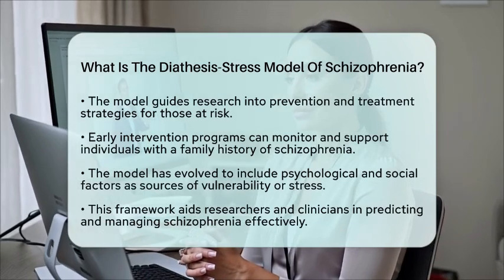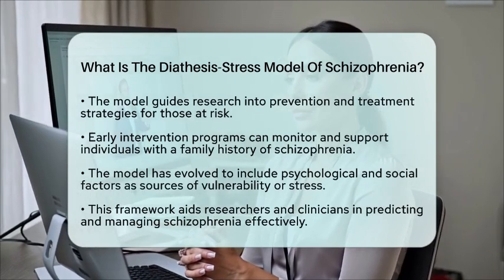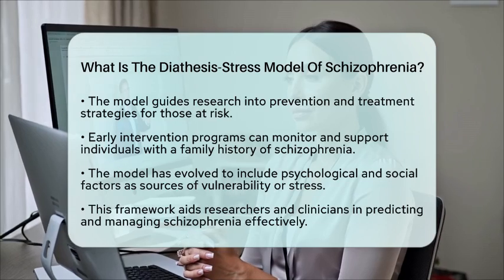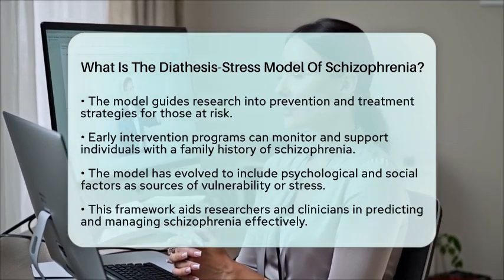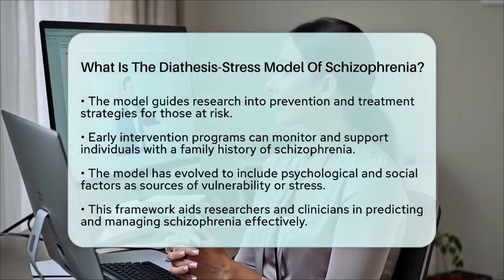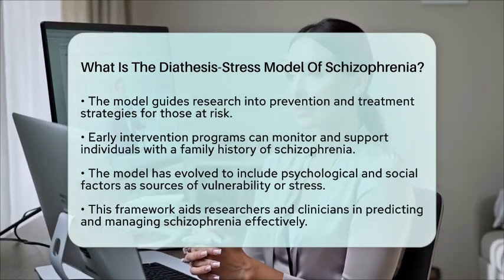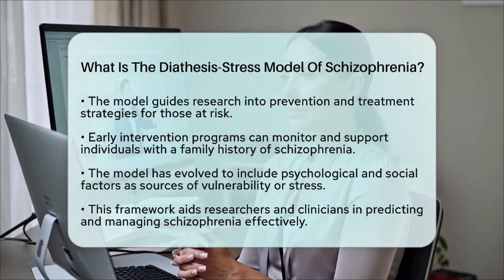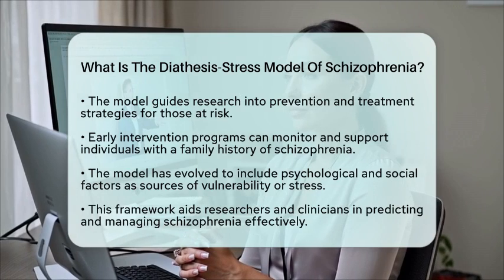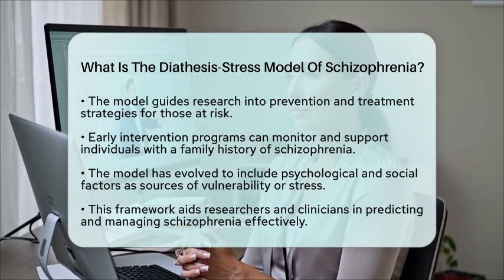This approach is often referred to as the gene-environment interaction perspective, emphasizing how genetic and environmental factors work together in the development of schizophrenia. The model has evolved over time to include not just genetics, but also psychological and social factors as potential sources of vulnerability or stress. This framework helps us understand how genetic predisposition and environmental stress interact to influence the onset and course of schizophrenia. By using this model, researchers and clinicians can better predict and manage the disorder, ultimately leading to improved outcomes for those affected.